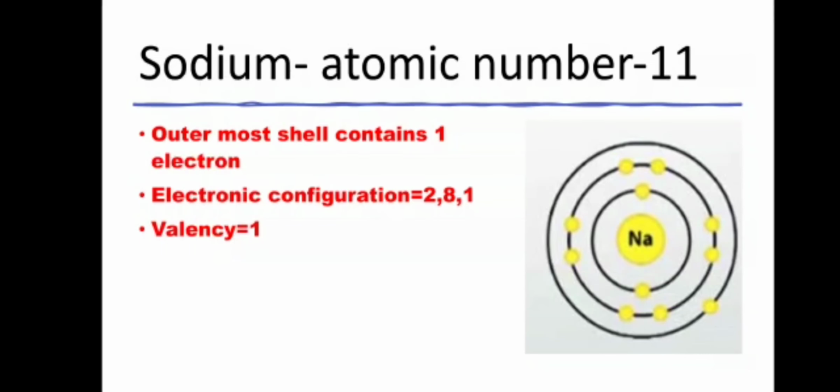Okay, so there is no confusion. Here it can accommodate 8 electrons, again M shell. So you can see here the outermost shell, that means the last shell. What is that last shell name? M shell. Okay, M shell contains 1 electron. So what is the electronic configuration? You can write 2, 8, 1 and valency is equal to 1, because in the electronic configuration, the last shell has 1 electron. So valency will be 1.